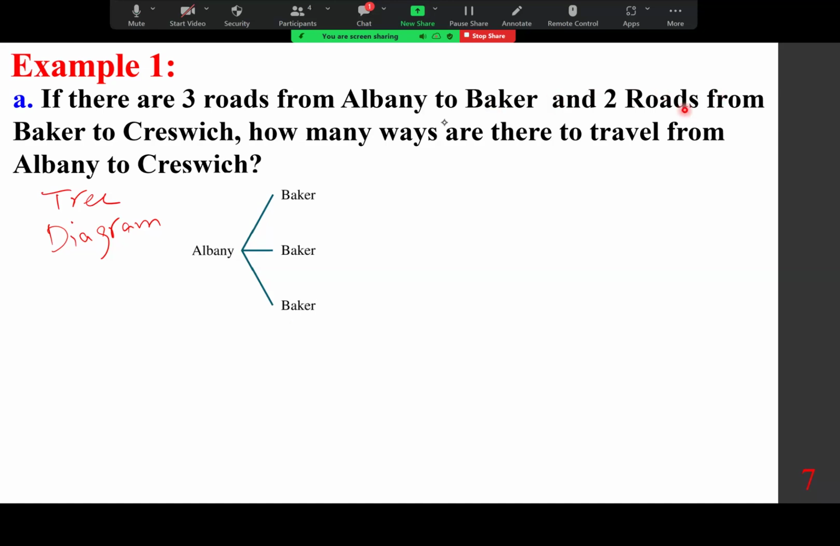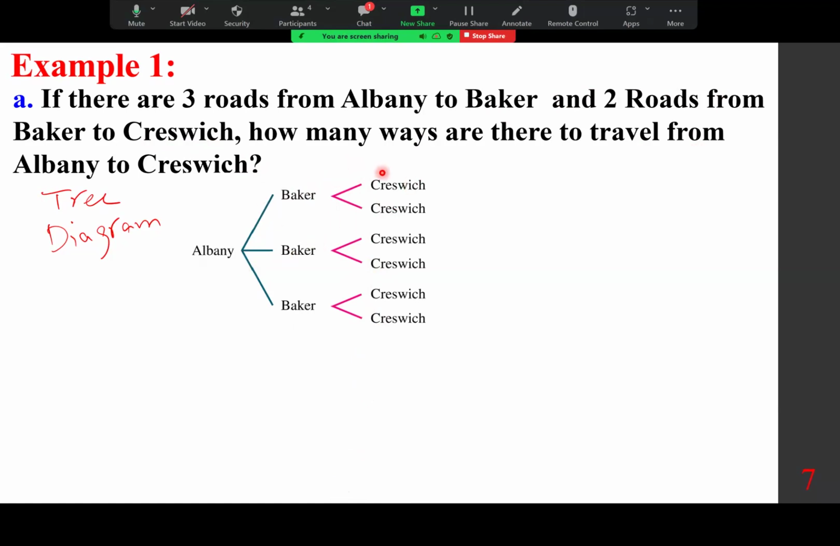And we have 2 roads from Baker to Creswich. 2 roads. So how many ways are there to travel from Albany to Creswich?